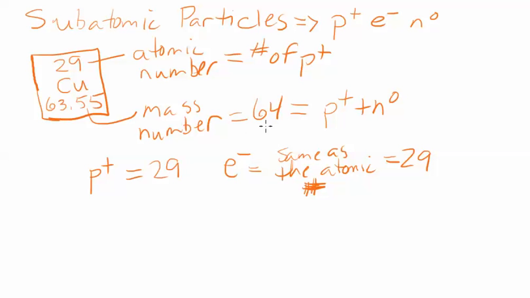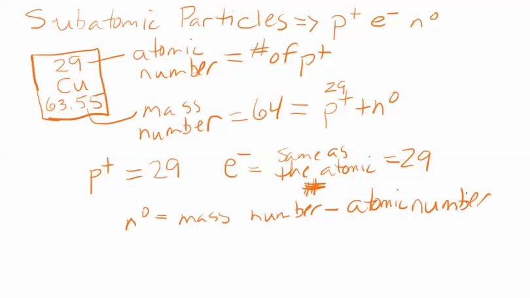So this is basically like a little algebra equation. We know we have 29 protons. So we plug this in here, and we can solve that for neutrons. So basically, the number of neutrons equals the mass number minus the atomic number. And sorry, my writing's not that great. I'll try to get better. So to get neutrons, we would take the mass number, which is 64, minus the atomic number, which is 29. So we have 35 neutrons.